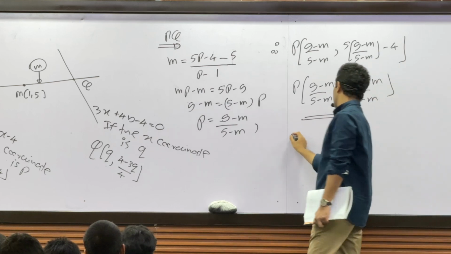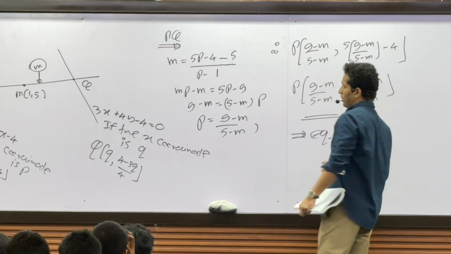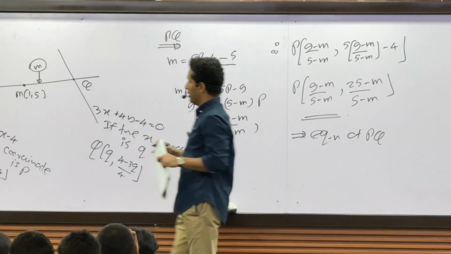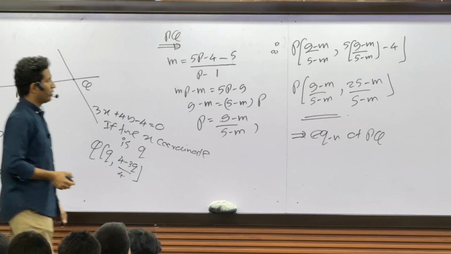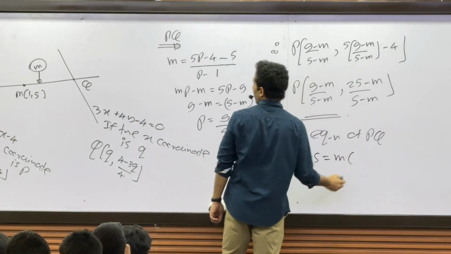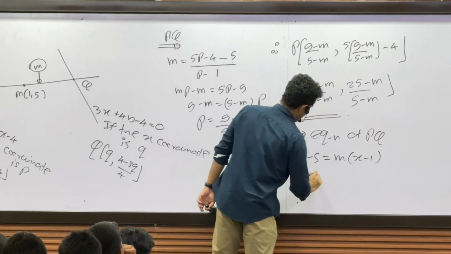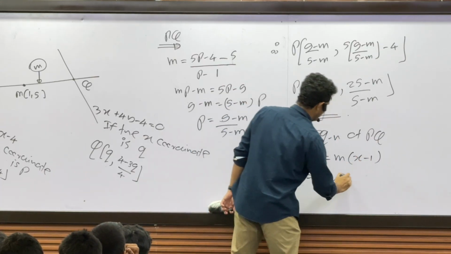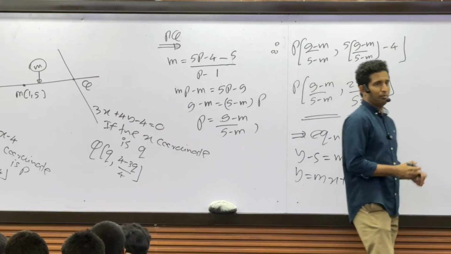How can you find the equation of PQ? They have given the coordinates of M and you know the gradient, so the equation of PQ is y minus 5 equals m times (x minus 1). Now y equals mx plus 5 minus m. This is how the equation of PQ is.